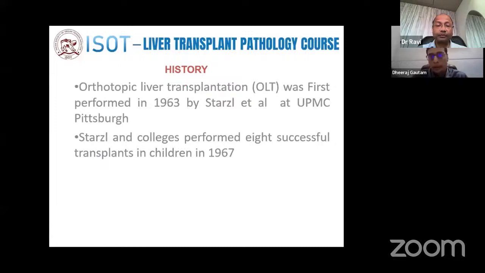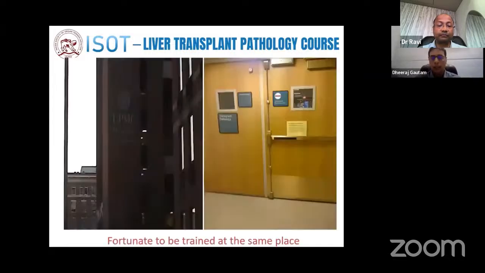So a very brief history about the liver transplant pathology. The first orthotopic liver transplant was performed in 1963 by Thomas Starzl at UPMC Pittsburgh. And Starzl and his colleagues performed 8 successful transplants in children in 1967. And I'm fortunate enough to be trained at the same place, UPMC.